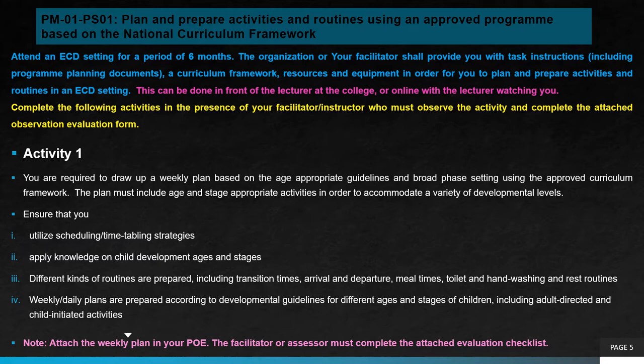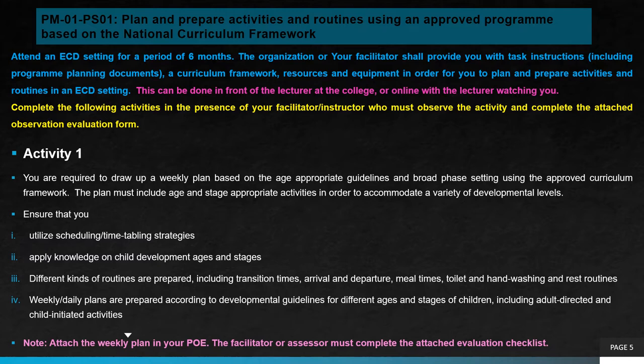So activity one says you are required to draw up a weekly plan based on the age-appropriate guidelines and broad phase setting using the approved curriculum framework. The plan must include age. So what does that say? We have to say, are we going to be doing this activity for a one-year-old, two-year-old, three-year-old, four-year-old, five-year-old? And stage-appropriate activities. If you're choosing a one-year-old to do an assessment, can you ask them to draw a picture for you? No. So it has to be appropriate to the age group that you're choosing.